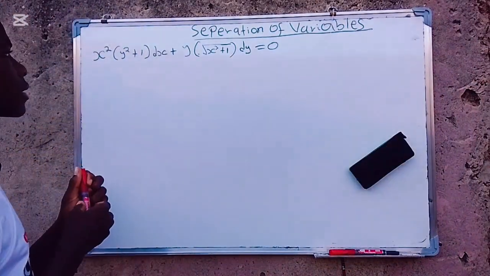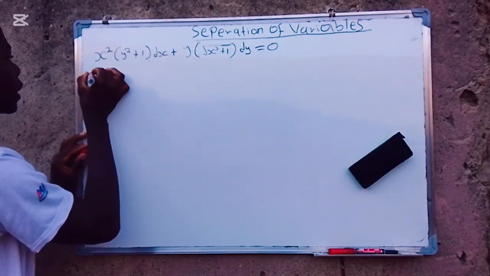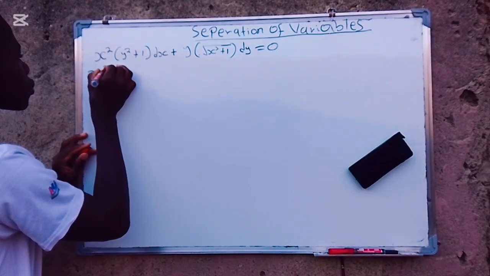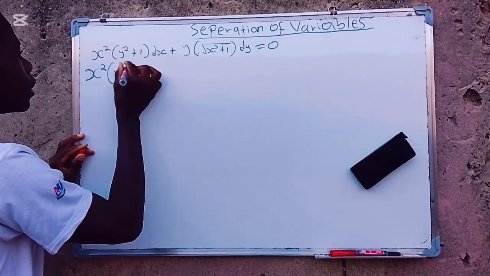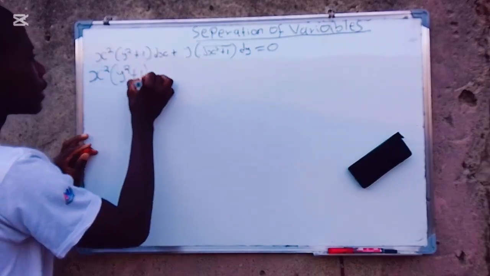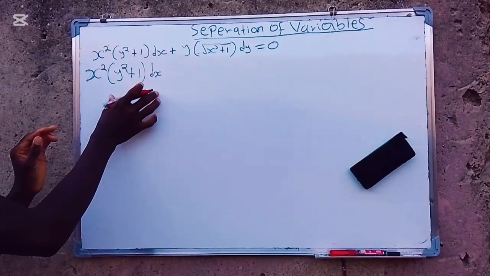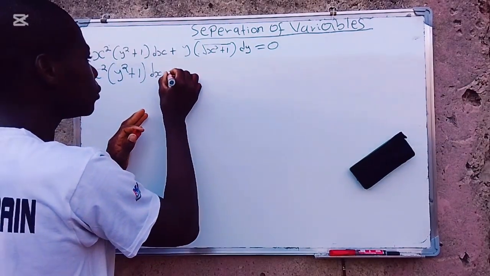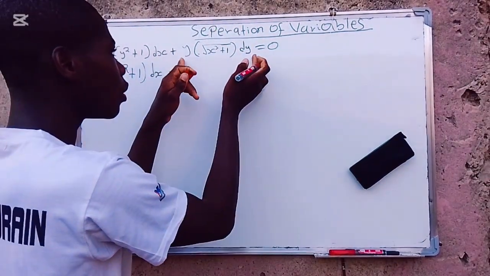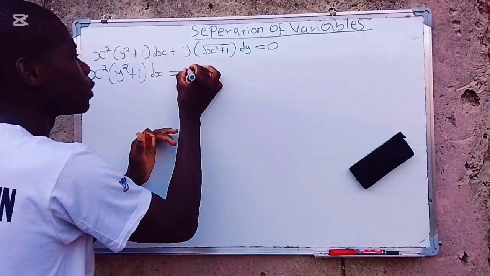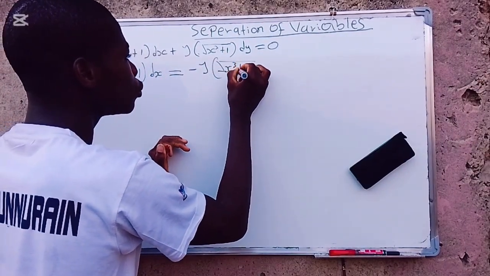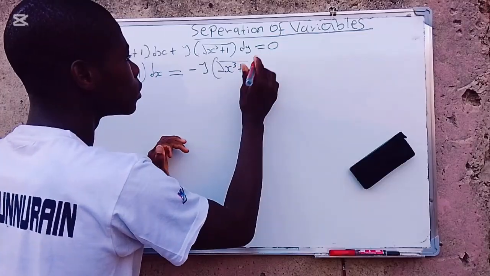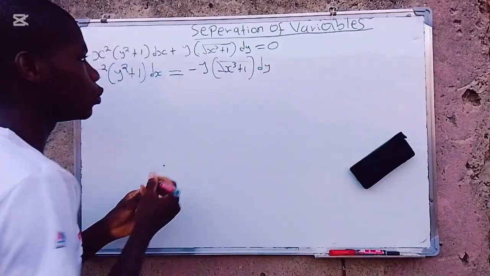So how can we separate this variable? First I'm given this. The next thing to do is to say x squared multiplied by the square root of x cubed plus 1 dx is equal to, when this y crosses the equal sign, negative y times y squared plus 1 dy. I repeat this.